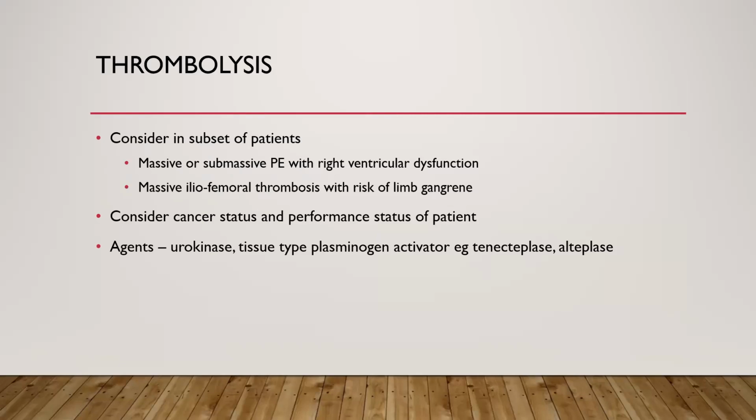Thrombolysis: sometimes we consider this for massive or submassive PE with ventricular dysfunction, or massive iliofemoral thrombosis with risk of limb gangrene. So there are other ways of managing this. Consider cancer status and performance status; you don't want to do this procedure in patients with less than 6 months of life. Agents include urokinase and tissue-type plasminogen activator. So other than the anticoagulants, thrombolysis also has a role in select patients.